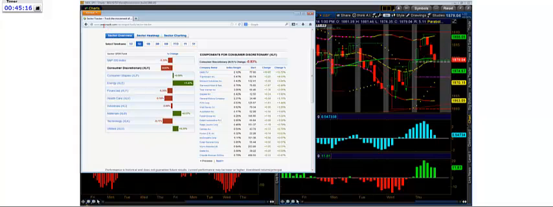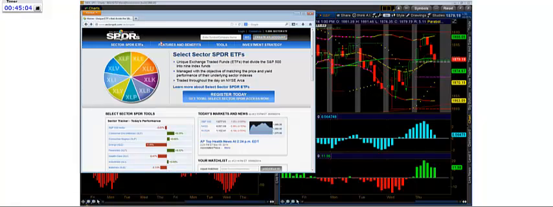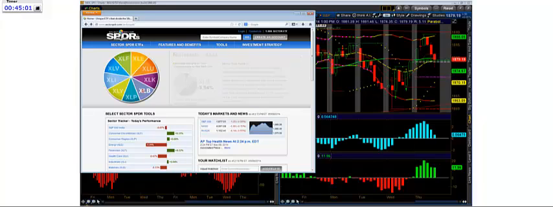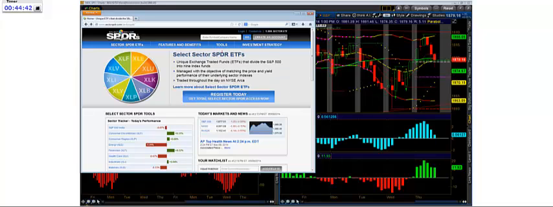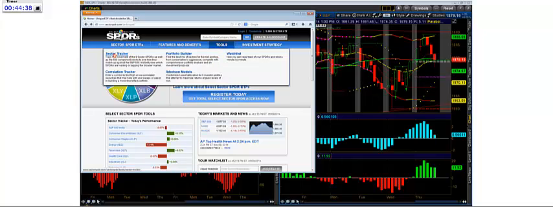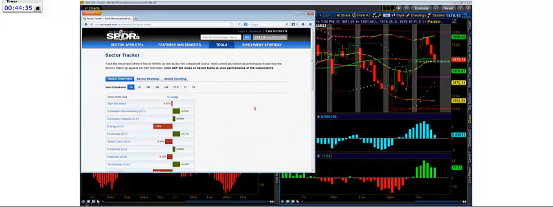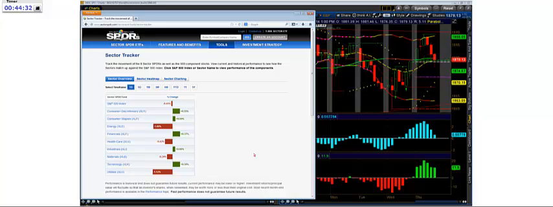This is sectorspider.com. You pull that up, and let me show you how you get into this thing. It's a really cool little tool. You come over here, and it has every sector of the S&P broken down: energy, utilities, technology, basic materials, staples, discretionary, industrial, healthcare, financial. Then you come over to tools, go to sector tracker, and it breaks it down to the sectors.